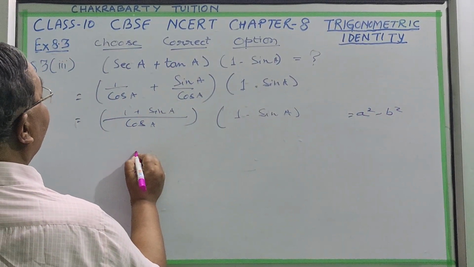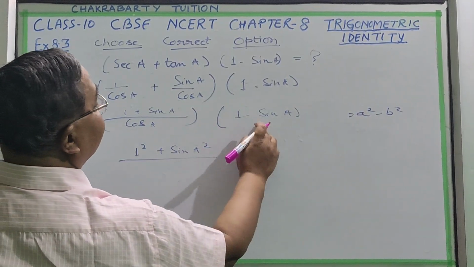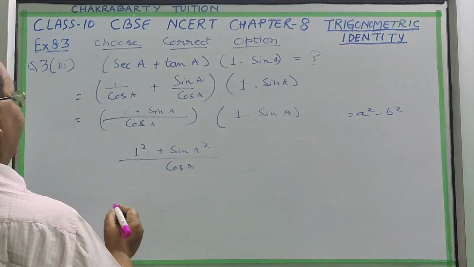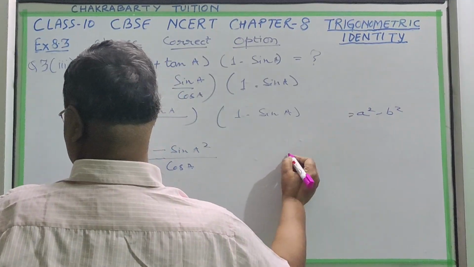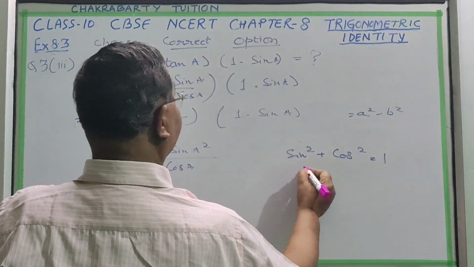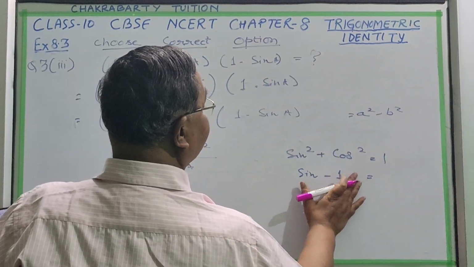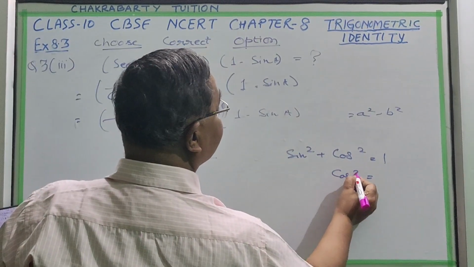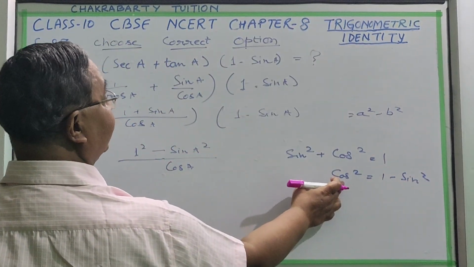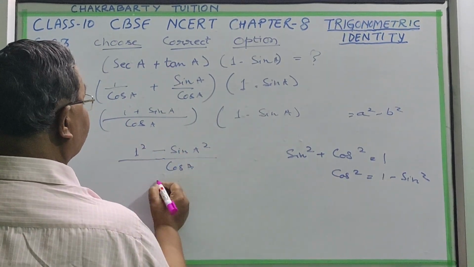So it will become 1 square minus sin A square upon cos A. Here nothing is there, it means 1 is there. So cos A will remain here. So the identity we are using again, sin square plus cos square equal to 1. So we are using cos square is equal to 1 minus sin square. 1 means 1 square also, both are the same thing. So here we can write it cos square.